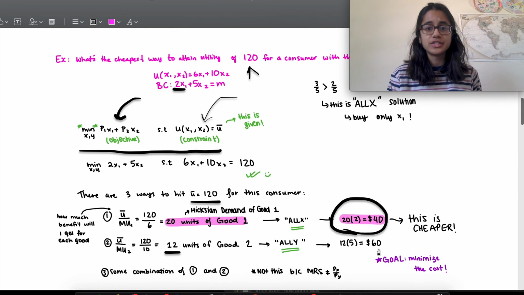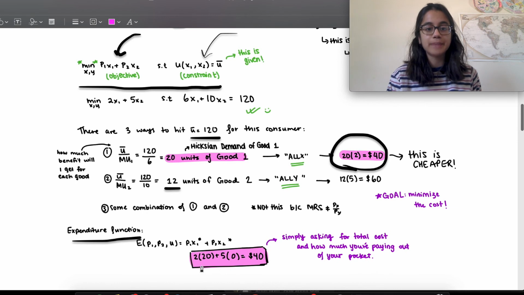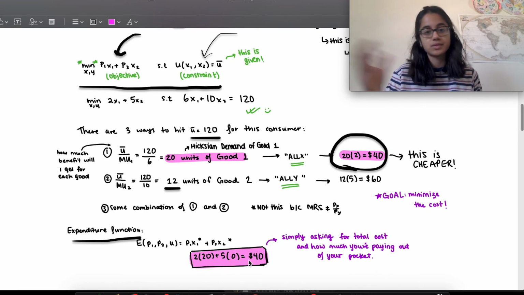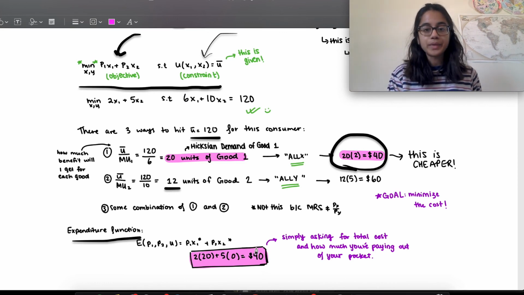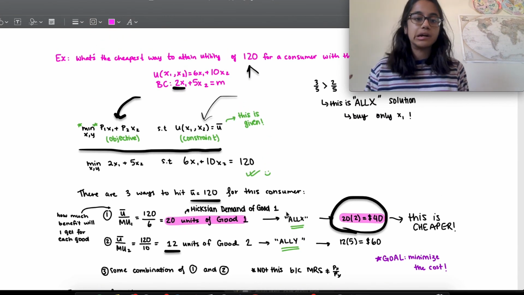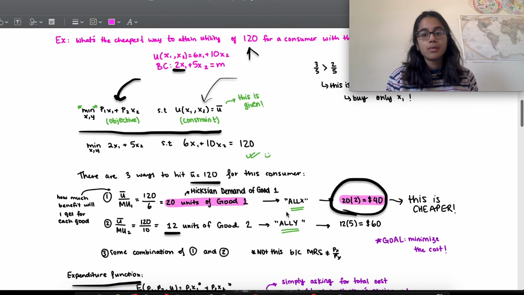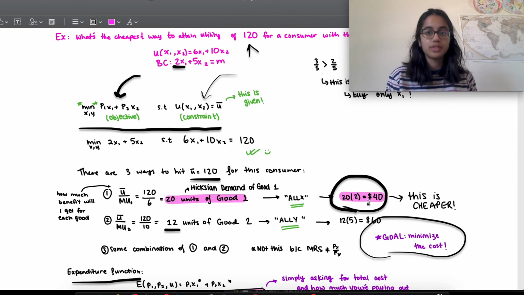That's my expenditure function. Expenditure function is basically, okay, I'm just plugging this back in. It's 2 times 20 plus 5 times 0, because, again, we're not spending any money on X2. It's just $40, okay? And now I know what the cheapest way is: I would just be purchasing X1. Our goal is to minimize our costs. That is the goal in this problem, right?